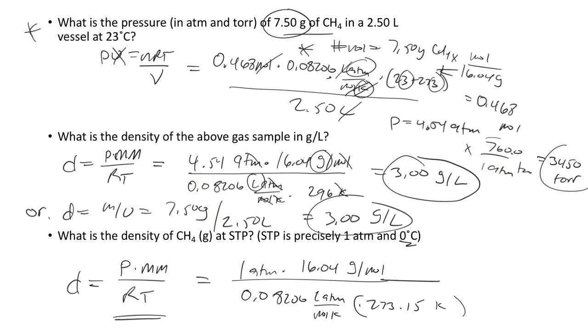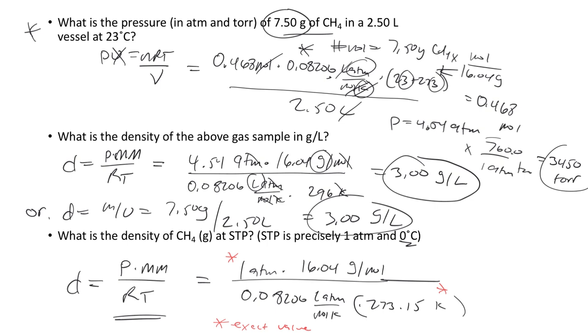So we go 1 atm, and it's precisely 1 atm. So I'm looking at these two values here. Let me change color. This is an exact value, and this is an exact value, because at STP the pressure is precisely 1 atm and the temperature is exactly 0 degrees C. So we go 1 times 16.04, divide by 0.08206, and then divide by 273.15. And so now I get a lower density.